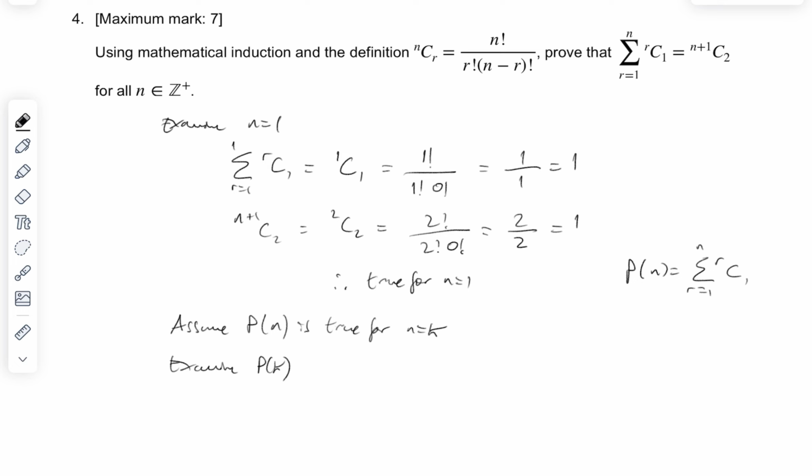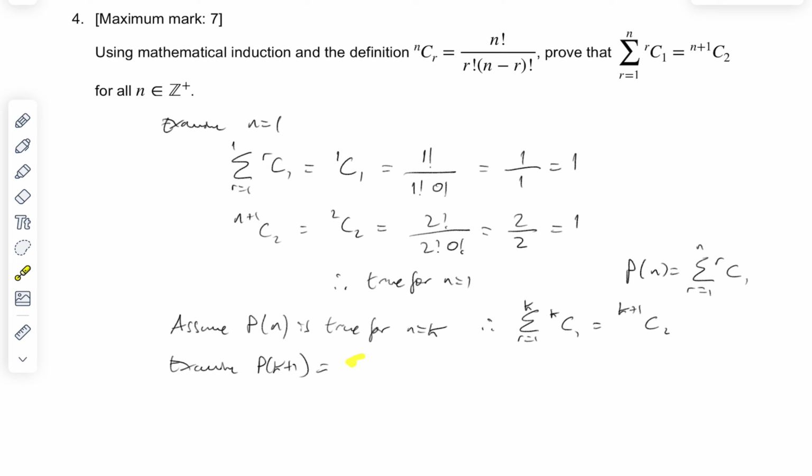P of k. So this says therefore that the sum from r equals 1 to k of rC1 equals k plus 1 C 2. Examine P of k plus 1, which is the same as P of k plus one more term, because when we do this, P of k plus 1, we're going from 1 to k plus 1. Actually, when we write that, that might work better to see it better.